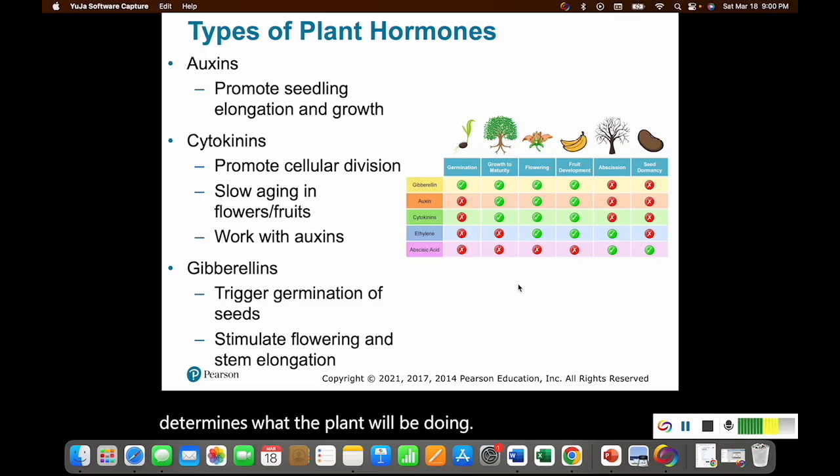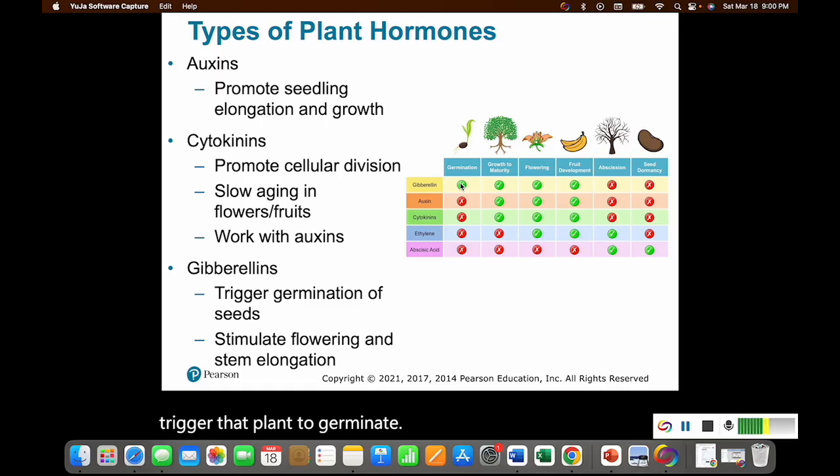So as the auxins are promoting the cells to grow, cytokinins are promoting the cells to start dividing so that you don't just have large cells, you have more cells. Cytokinins can also slow down the aging in flowers and fruits. Gibberellins are important here in germination, so they help trigger that plant to germinate, and they will stimulate the flowering and elongation of the plants.